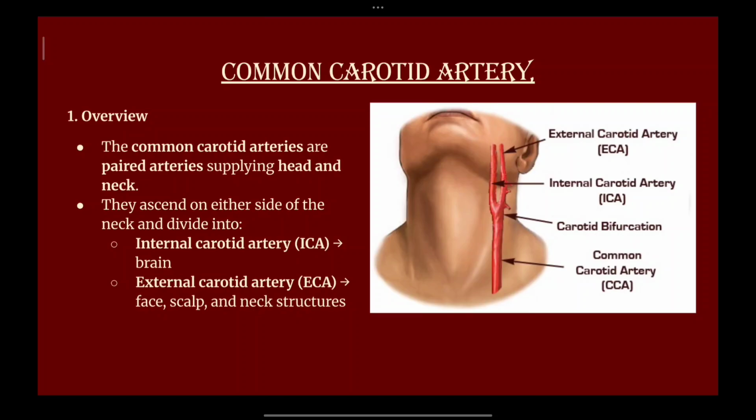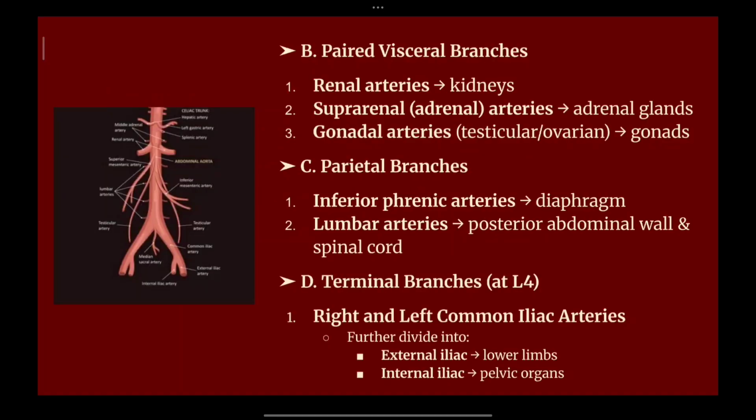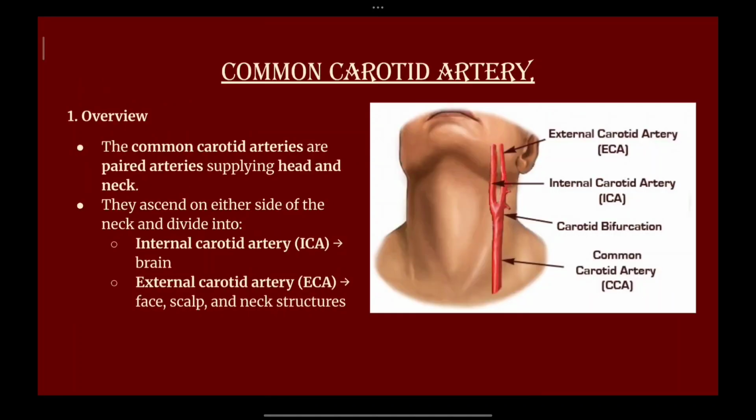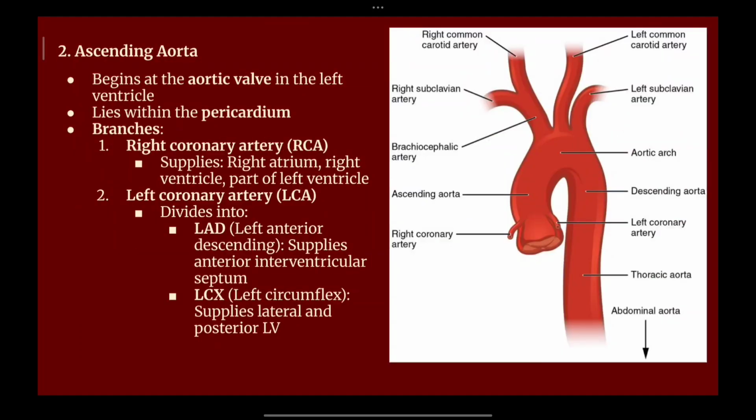So this common carotid artery arises from the aorta. In the previous video we have already seen the arches of the aorta. So you can see here there is a right subclavian artery, right common carotid artery, left common carotid artery, and the left subclavian artery. So these arteries, the common carotid arteries on the right side and left side, arise from the aorta. So it branches from the aortic arch and moves to the head region.